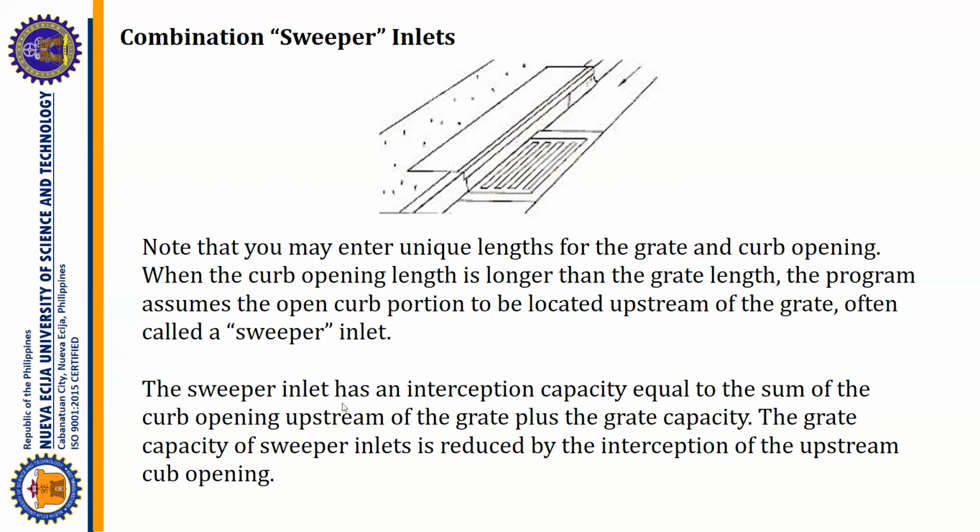The sweeper inlet has interception capacity equal to the sum of the curb inlet upstream of the grate plus the grate capacity. The grate capacity of a sweeper inlet is reduced by the interception of the upstream curb opening.